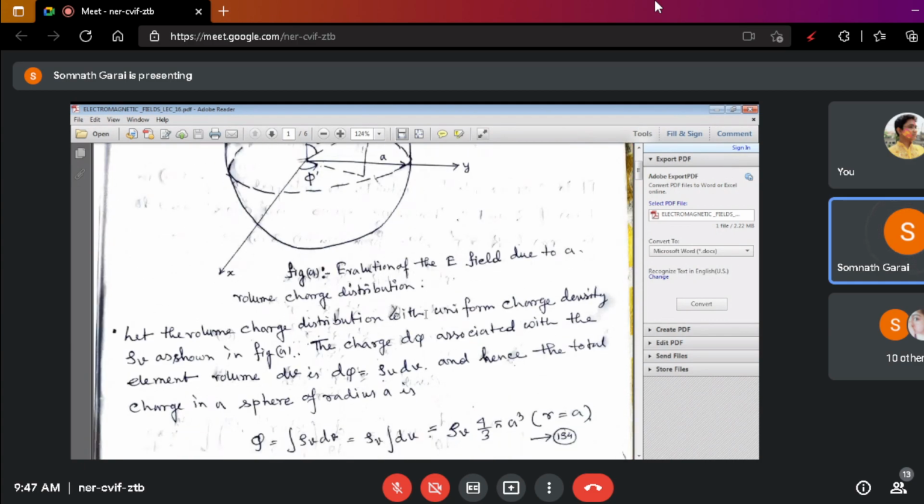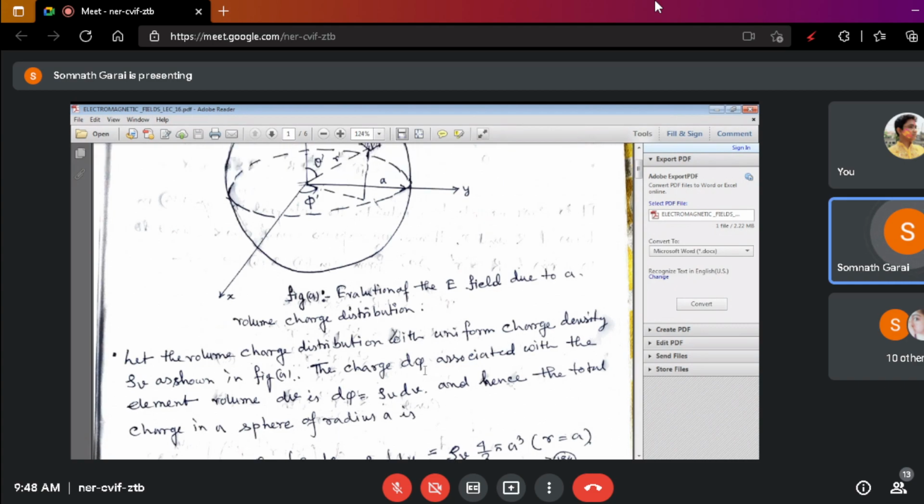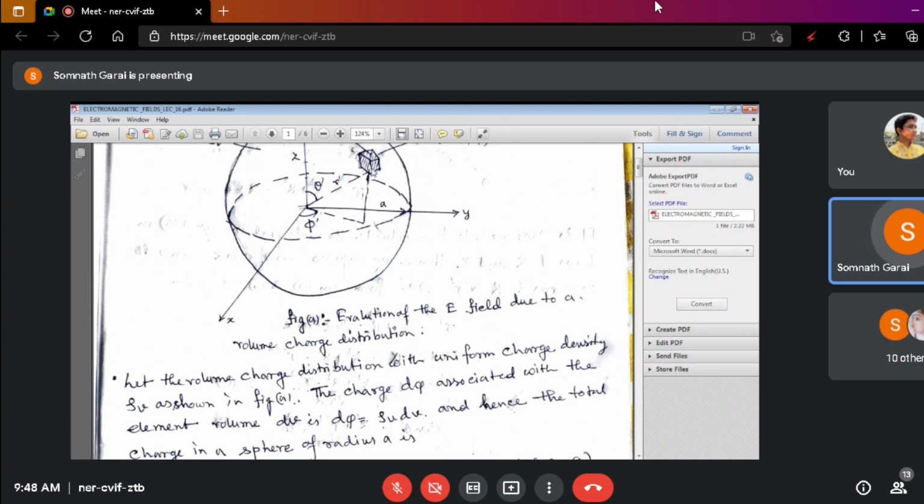According to our differential volume charge, the charge dq associated with this element dv is equal to rho into dv. If the charge density is rho v and the differential volume is dv, then dq is equal to rho v into dv.